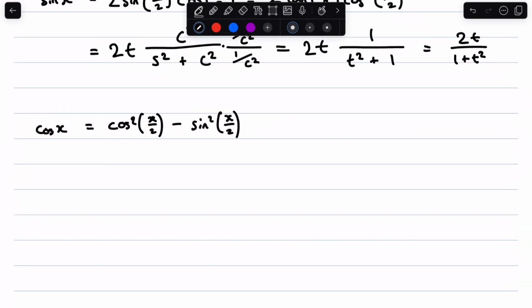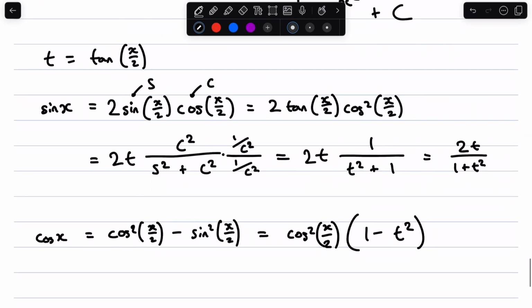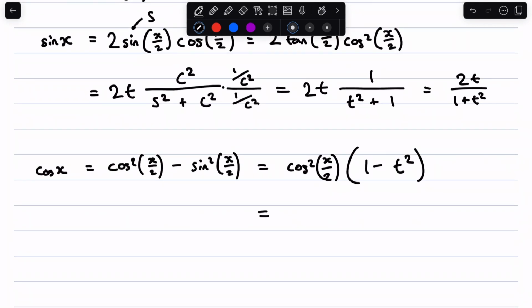Here's the double angle formula for cos of x, and if we take a factor of cos squared of x over 2 out from both of these terms, it will result in cos squared x over 2 times 1 minus tan squared. And from here we can do a similar thing to what we did before, where this cos squared term will basically turn into this 1 over t squared plus 1. And so we'll be left with 1 minus t squared over 1 plus t squared.